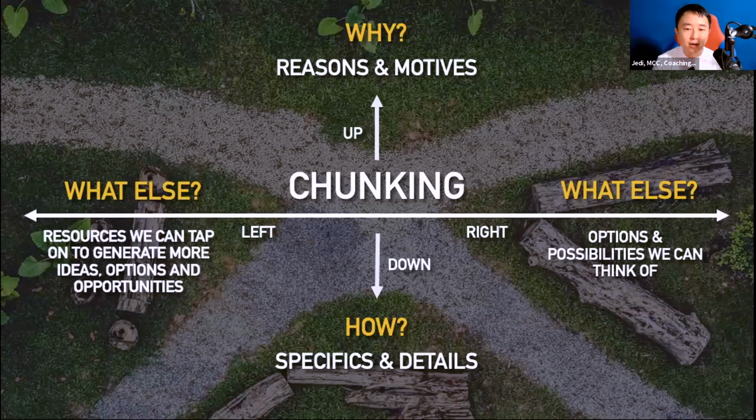Some categories are the client's purpose, the client's values, the client's mission or vision, or the client's specifics, right? How the client is moving, how the client wants to go. This is how the chunking happens. You can chunk up the conversation, you can chunk down the conversation, you can go left or you can go right. When we chunk up, we're searching for the reasons, the purpose, the motives of the client. When we chunk down, we're looking for the specifics, the details, the how.